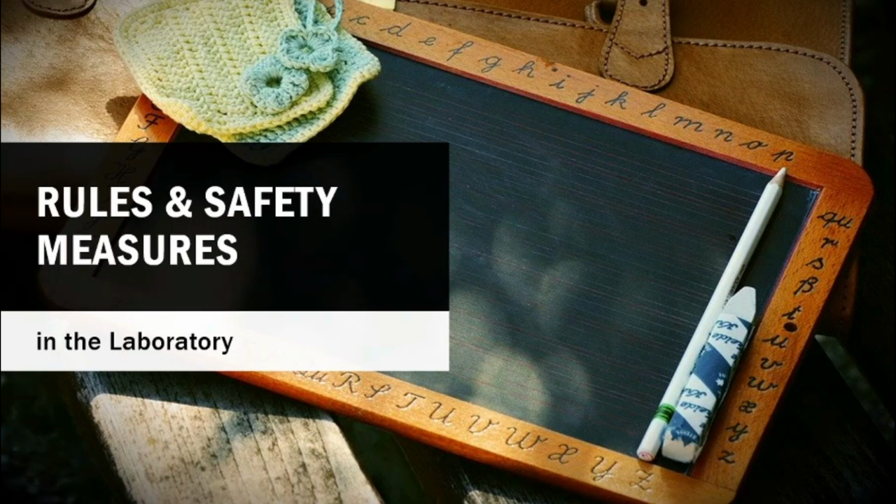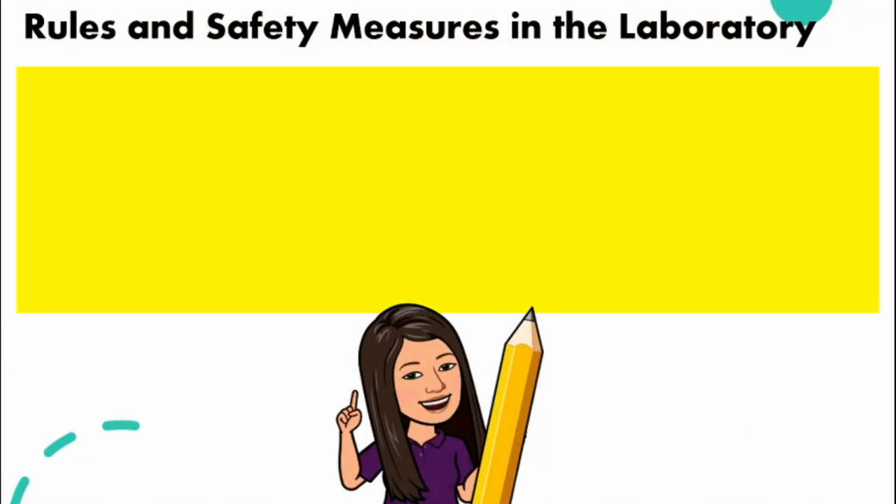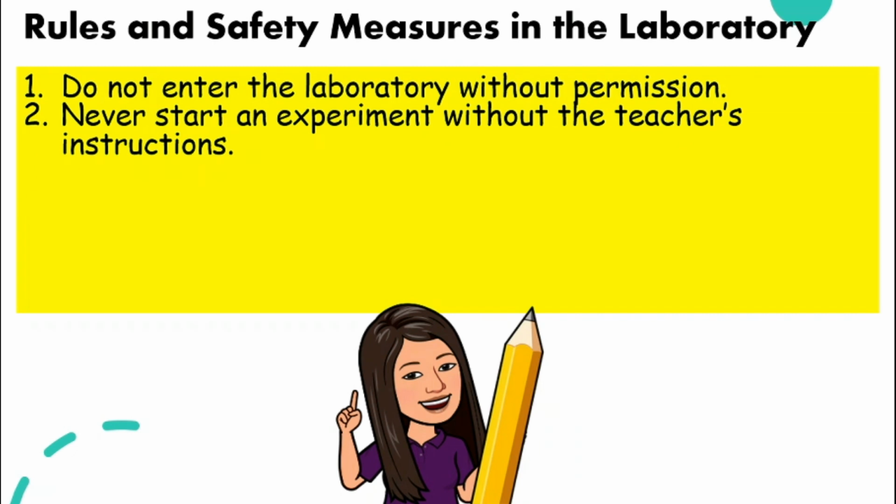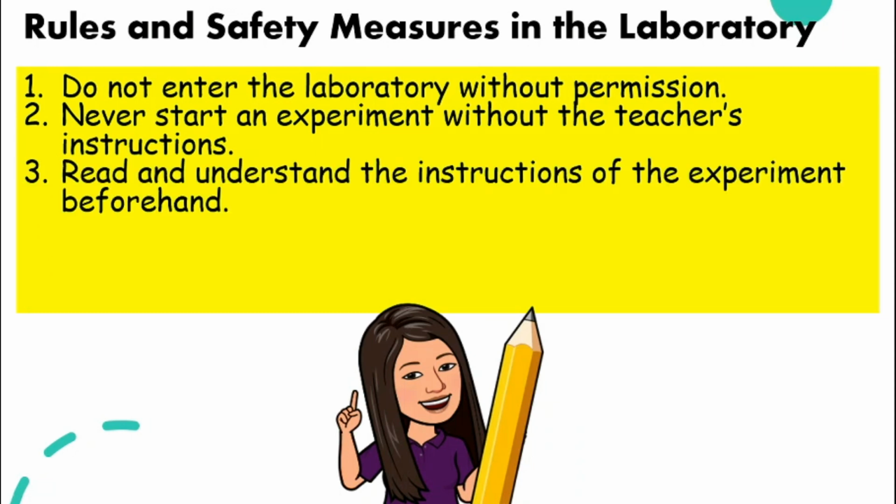Let's look at some rules and safety measures in our science lab. Number 1, do not enter the science lab without your teacher's permission. And never start an experiment until your teacher says you may. Okay, this is very important. Read and understand the instructions of the experiment before you even start. And if you do not understand, what do you do? Raise your hand and ask your teacher.